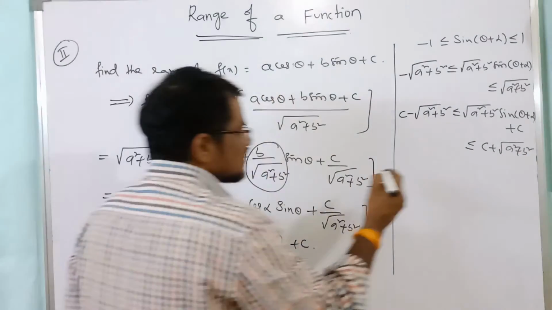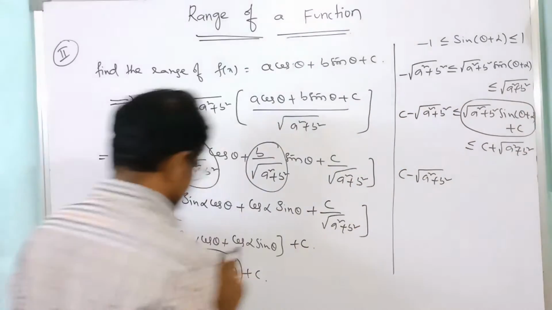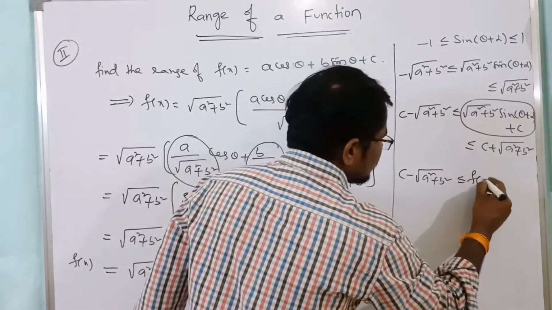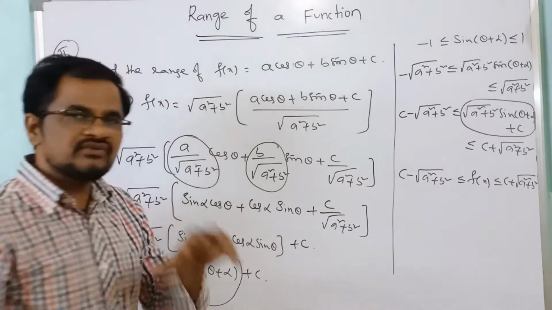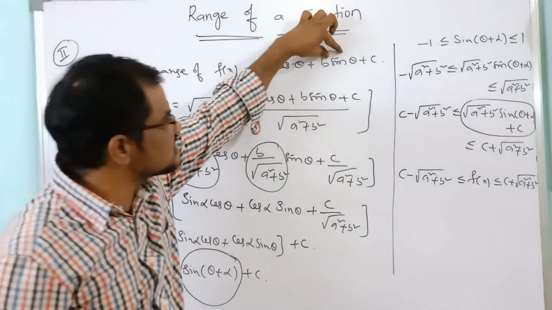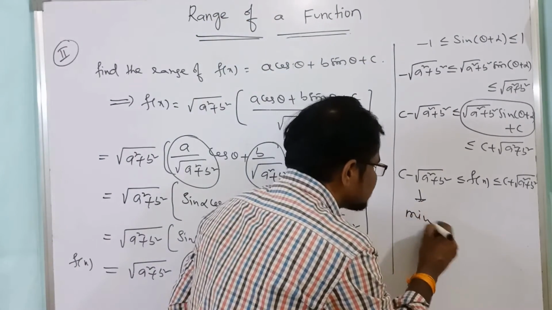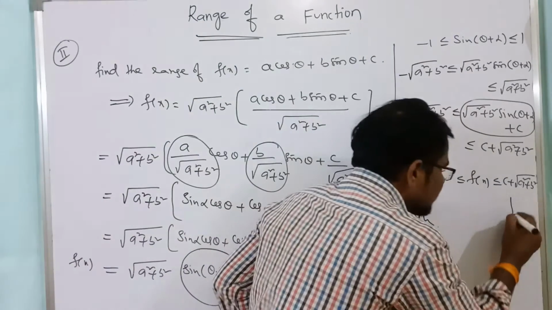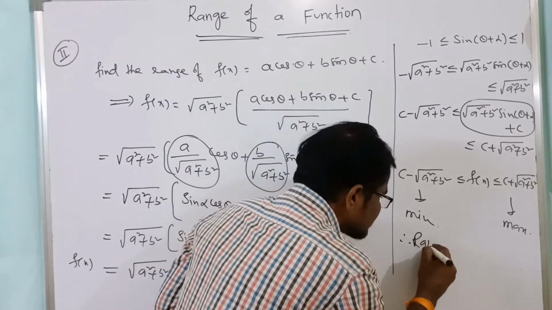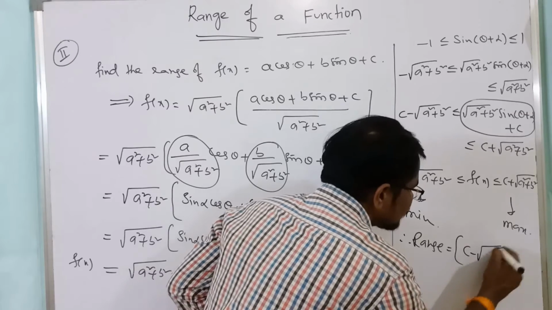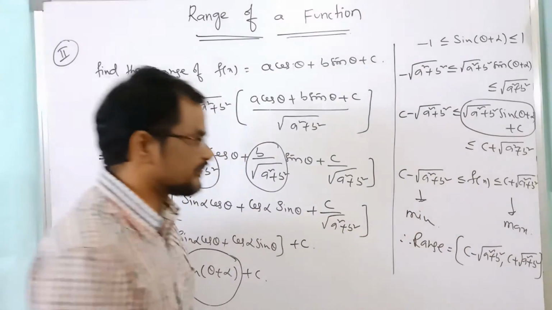Okay, and now c minus root of a square plus b square, this total, it has what? f of x. So c minus root of a square plus b square is less than or equal to f of x, which is less than or equal to c plus root of a square plus b square. Now whenever a function is in the form of a cos theta plus b sin theta plus c, or a cos x plus b sin x plus c, what is the minimum value of that one? c minus root of a square plus b square. And what is the maximum value of that one? c plus root of a square plus b square. So therefore, the range of that is c minus root of a square plus b square to c plus root of a square plus b square, right?